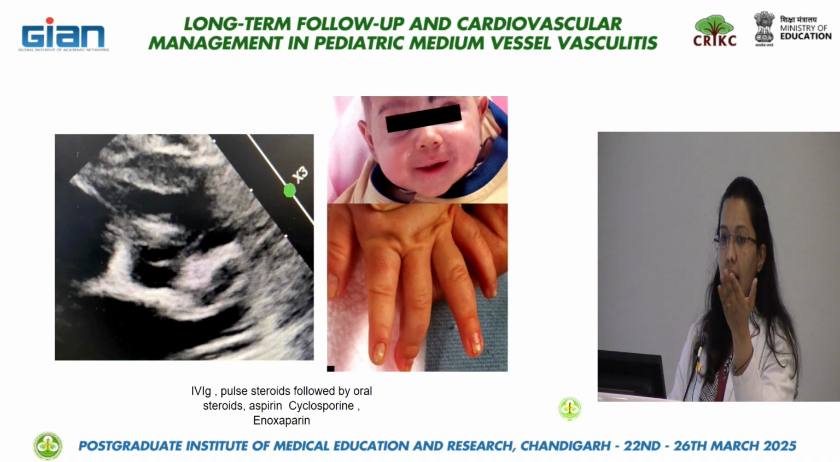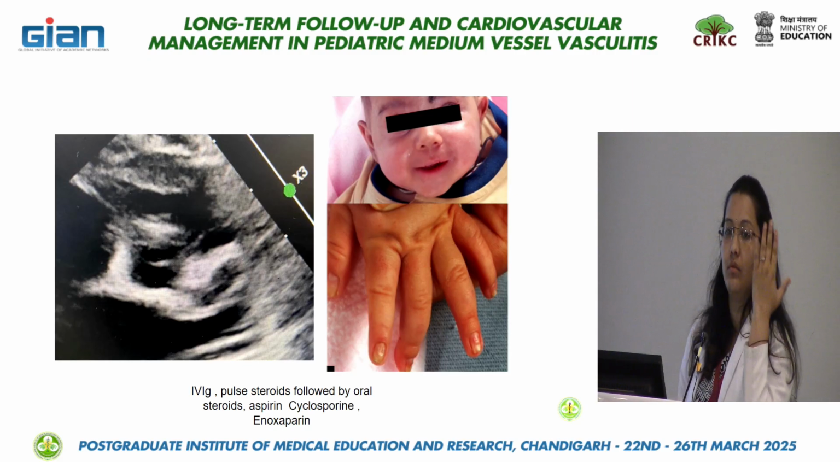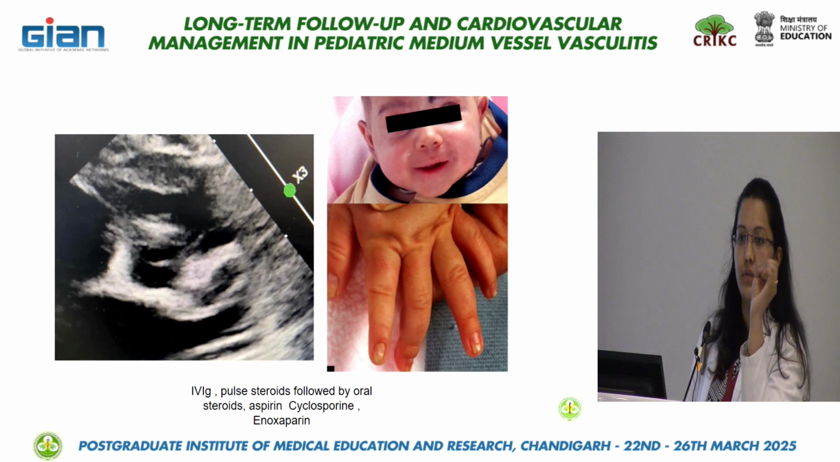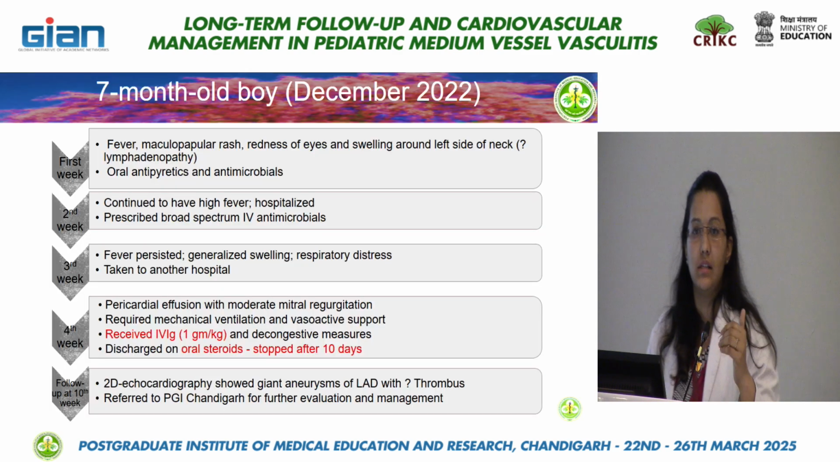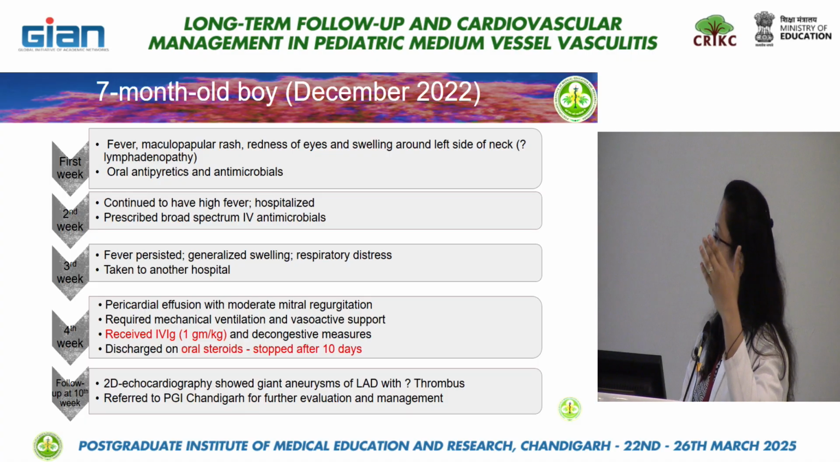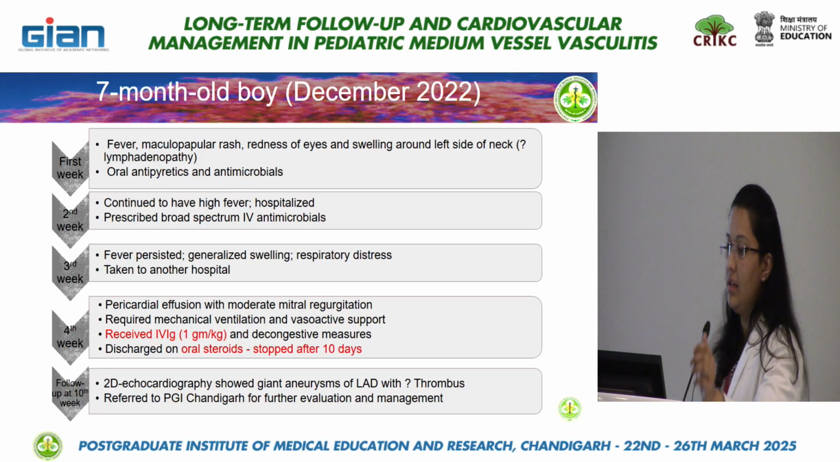So we treated this child with IVIG and steroids, infliximab, cyclosporin, and we also gave her enoxaparin. And finally, when she recovered, there was no rash. The nails had started showing Beau's lines. So this second case is probably, it has got repeated multiple times in the last 3-4 days.